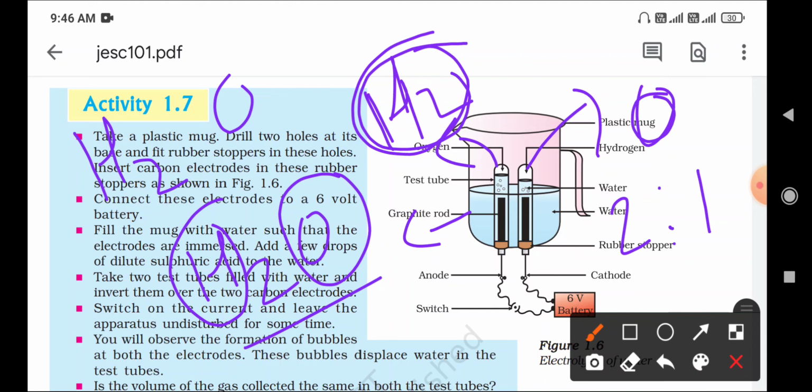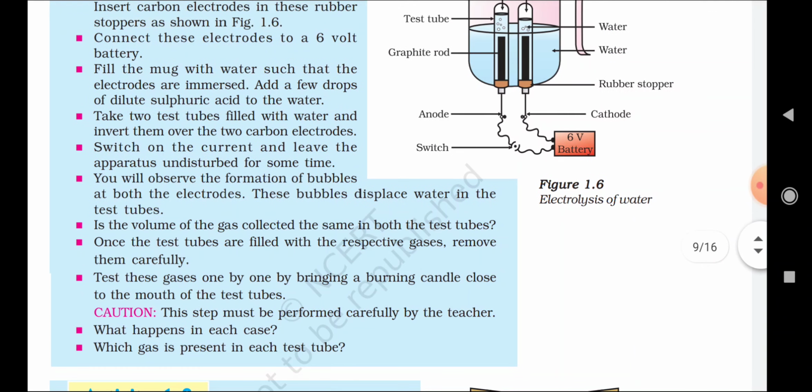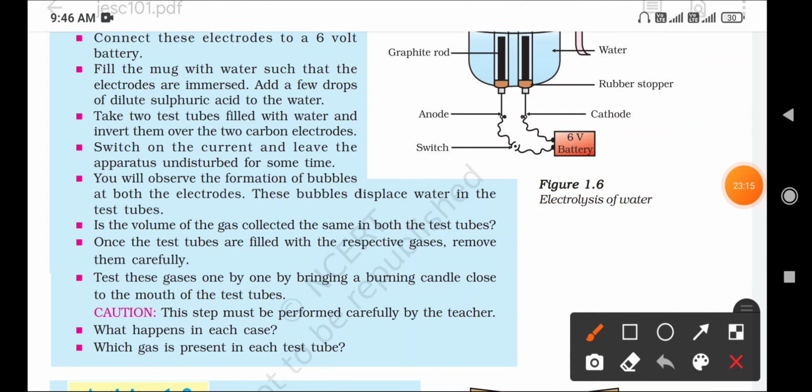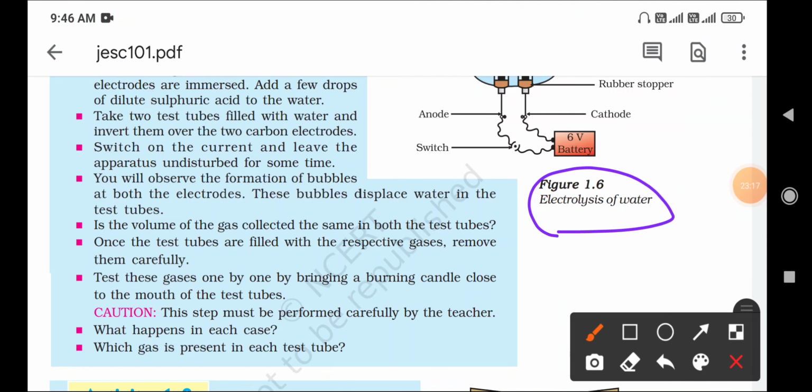So remember that one test tube contains hydrogen, another test tube contains oxygen, and what is the ratio? 2:1. The very important diagram, it will be asked for 2 marks. Draw the diagram of electrolysis of water. Water is decomposed only by the electricity method. This method is called the electrolysis of water.